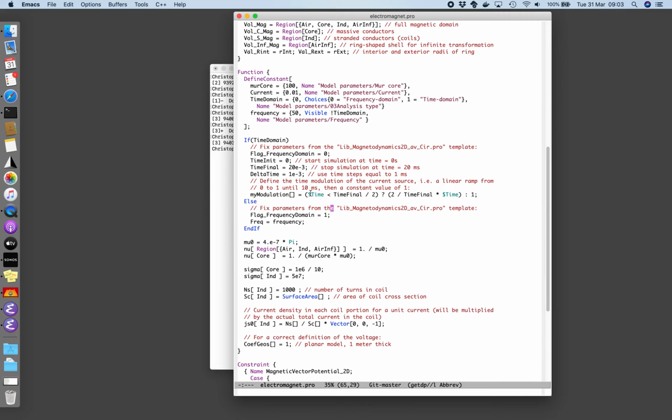And so you can do tests like this. You can say, if time is smaller than half of my simulation time, time final divided by 2, and this is true, then I will assign to my modulation this function here: 2 divided by time final times time. Otherwise, I'll impose 1. And what does that mean? Well, I have a linear ramp from 0 to 1.